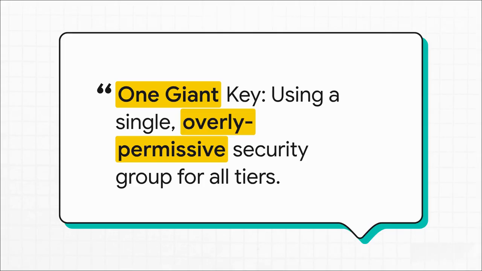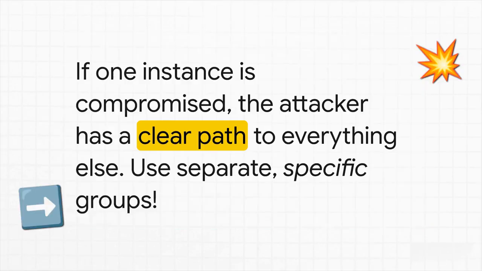And finally, breach number 3, what I like to call one giant key. This is the lazy approach. It's when you create one big, super permissive security group, allowing all sorts of traffic, and then you just slap that same group onto your web servers, your app servers, and your database. Doing this just completely demolishes the entire point of having layered defenses. Think about it. If an attacker manages to break into just one of your web servers, they now have a wide-open superhighway network path to move sideways and attack your application servers and even your database. By using separate, specific security groups for each tier, you're creating internal firewalls that can contain a breach if one ever happens.